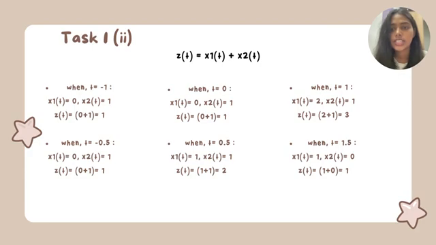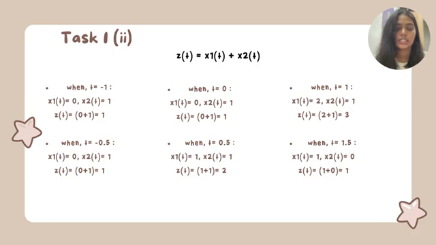So when we take t equal to -1, for x1 the amplitude is 0, and for x2 the amplitude is 1. This is basically the summation of amplitude here. So zt is equal to 1. When we take t equal to -0.5, x1 is equal to 0 and x2 is equal to 1, so zt is equal to 1. When we take t equal to 0 as well, zt is equal to 0.